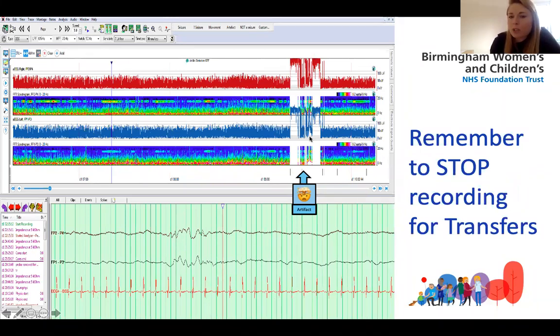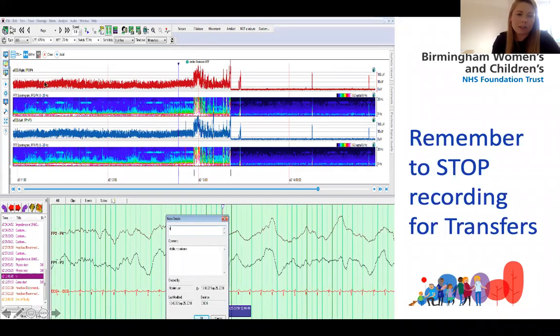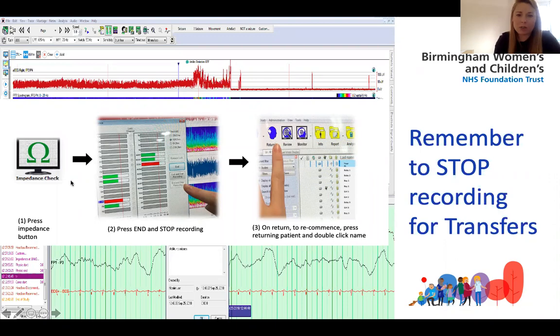If people don't stop the recording, they leave it running in the background when you take your patient anywhere, CT, MRI scan, actually what you're going to get is the amplitude's going to change. And we need to remember to just stop the recording so that we know it's no longer on the patient. And if you disconnect them, you need to make sure that, again, you stop the recording because it will run live in the background, and otherwise it may look like your patient has suddenly lost all their cortical activity. And to do that, you basically do your impedance check, end and stop the recording, and then just return to the same patient when they come back.